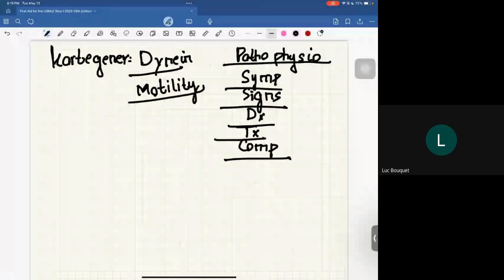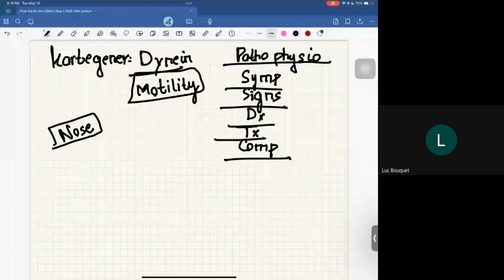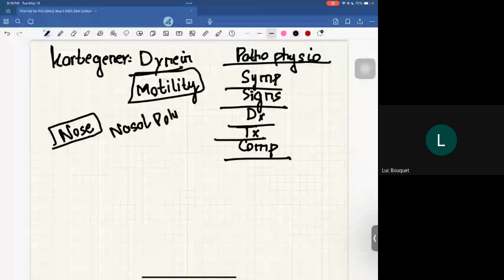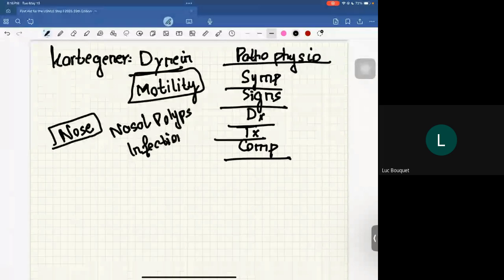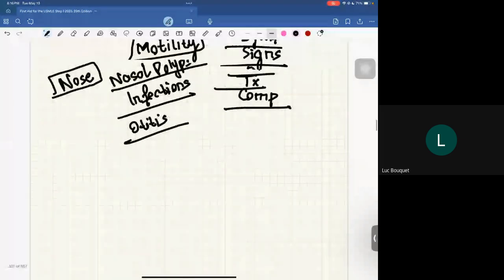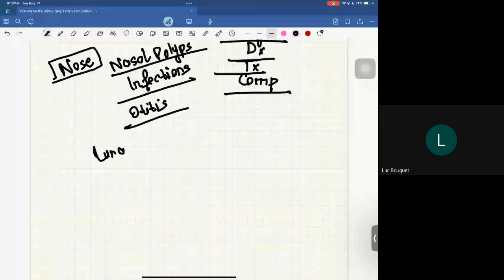So where do we need this motility? Wherever we need this motility, that thing will be affected, right? So for example, in the nose, we need this motility to clear the secretions. So if the secretions aren't cleared from the nose because the dynein is having some problem, those secretions will get stuck in the nose, and as a result, we would have nasal polyps and nasal infections. Now, things will get stuck in your ear and they won't go out, so you would get recurrent otitis media, right?